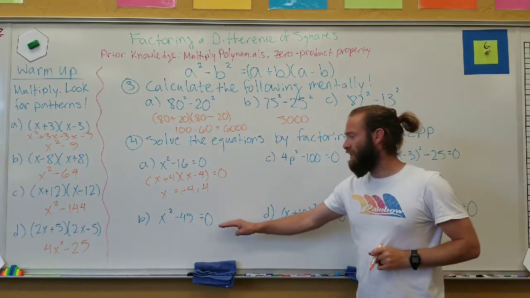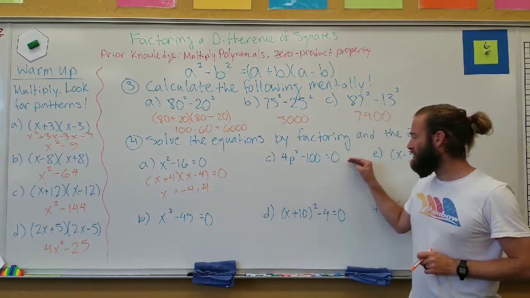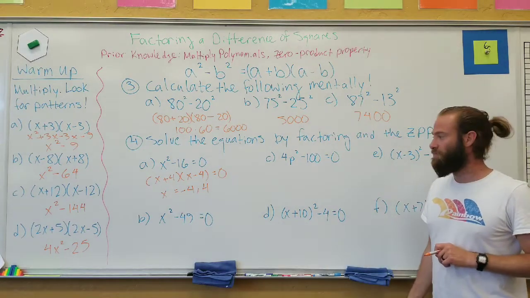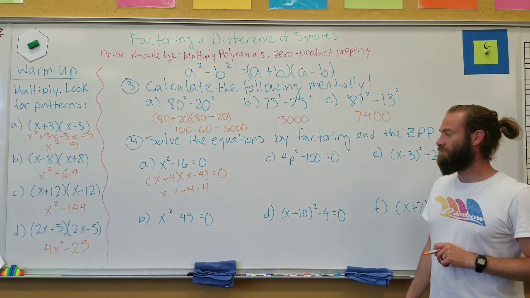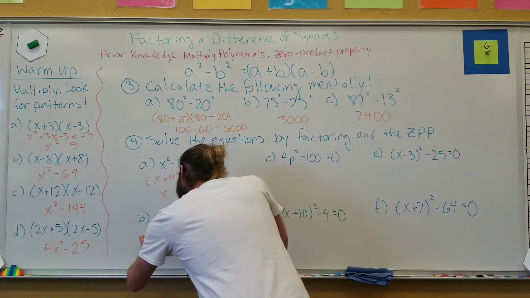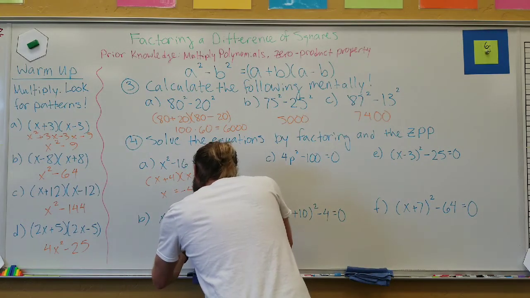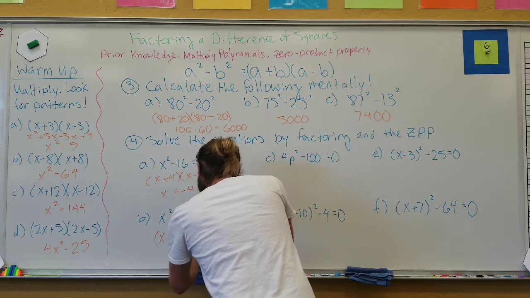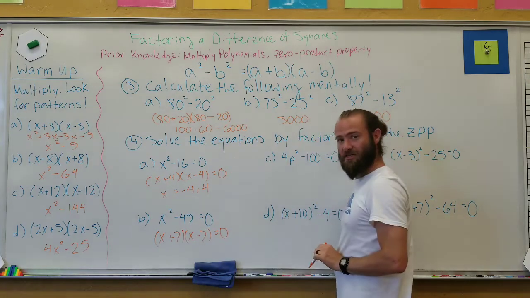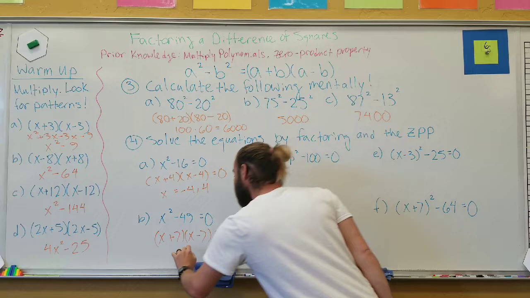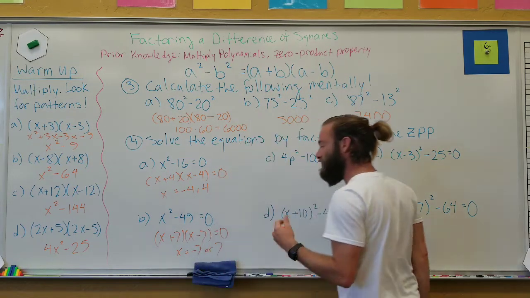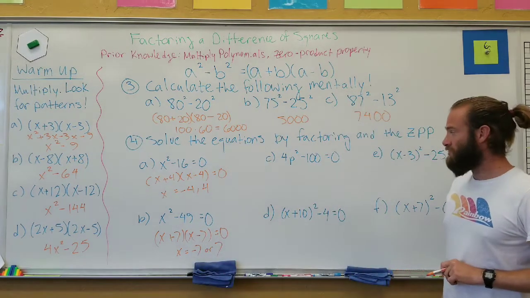So why don't you go ahead and take a stab at B and C, and then we'll do D together, and you can do E and F on your own also. Okay, so x plus 7 times x minus 7, because x squared minus 49 factors into x plus 7 times x minus 7. Therefore, we get x equals 7 or negative 7. Those are my two solutions.